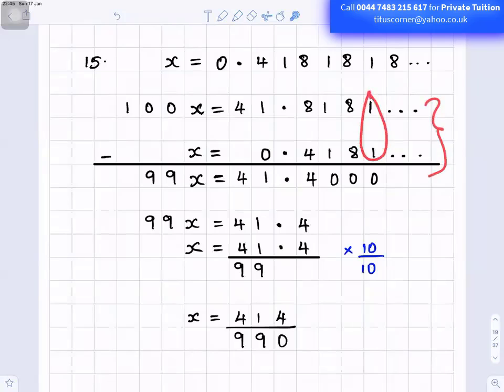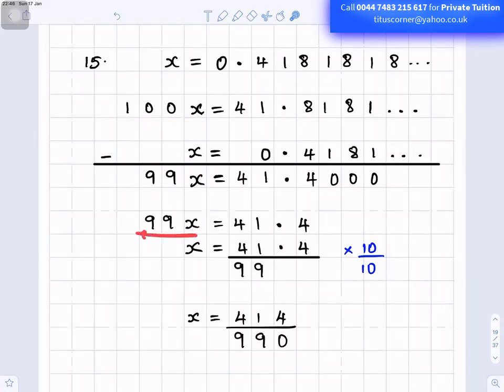1 minus 1 is 0. 8 minus 8 is 0. 1 minus 1 is 0. 8 minus 4 is 4. And the decimal point stays where it is. And you have 1 minus 0 is 1. 4 minus nothing is 4. 100x minus 1x is 99x.